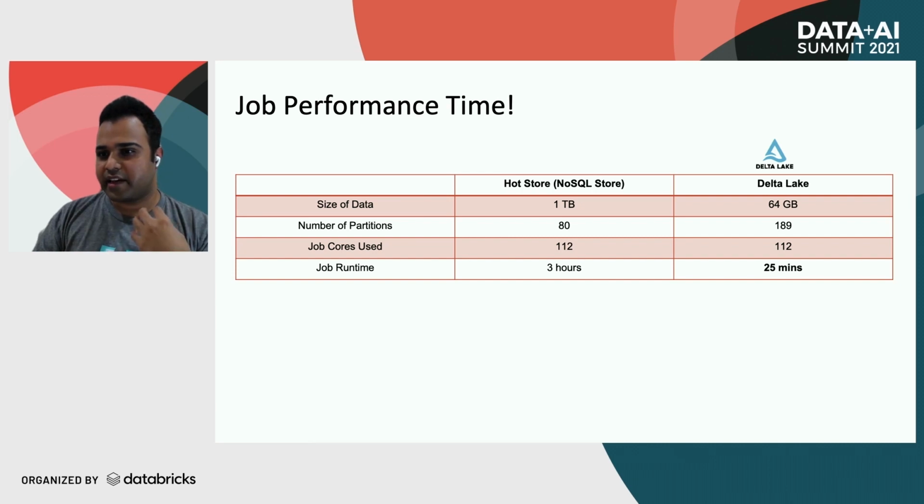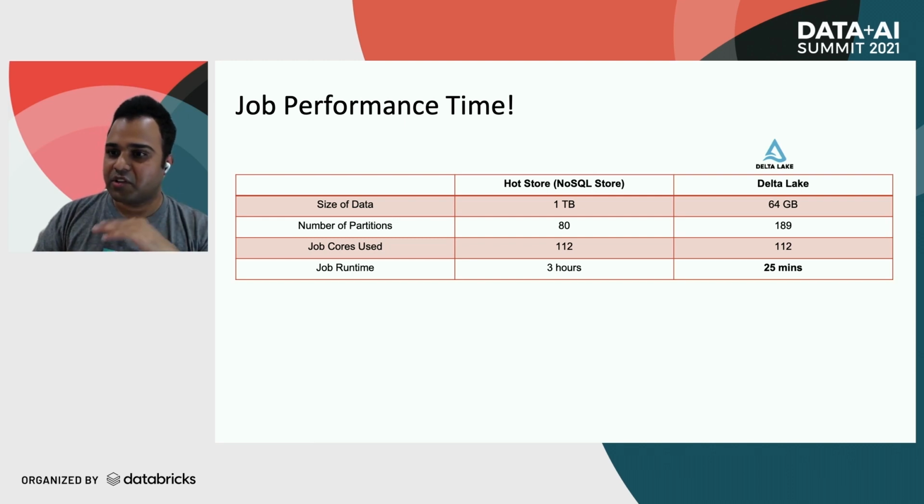Now, the read. I was talking about the use case where we need to execute multiple queries. For that, we took a particular tenant with 1 TB of data on the hot store. It becomes just 64 GB of data on DeltaLake, of course, because of Parquet compression. The number of partitions on the NoSQL store was just 80. The number of partitions on the DeltaLake is 189.